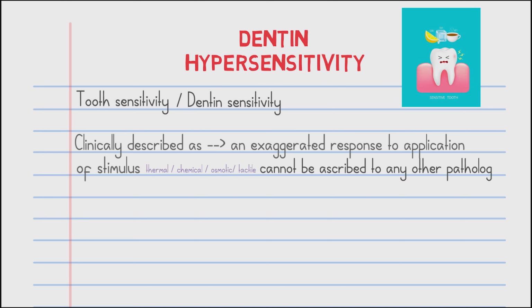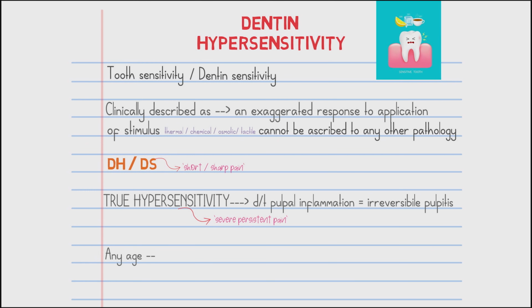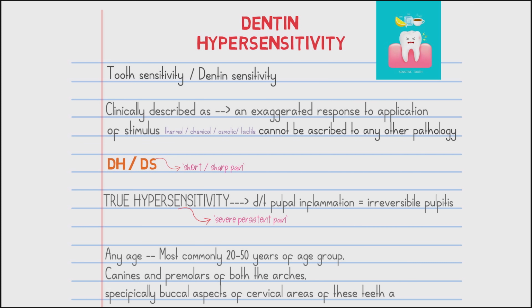Dentin hypersensitivity and dentin sensitivity, these terms can be used interchangeably, and true hypersensitivity is described as one that develops due to pulpal inflammation and can present the clinical features of irreversible pulpitis. It presents itself as severe persistent pain as opposed to the typical short, sharp pain of dentin hypersensitivity. It can affect patients of any age, most commonly the 20 to 50 years age group, associated with canines and premolars of both the arches. Specifically, buccal aspects of cervical areas of these teeth are affected.